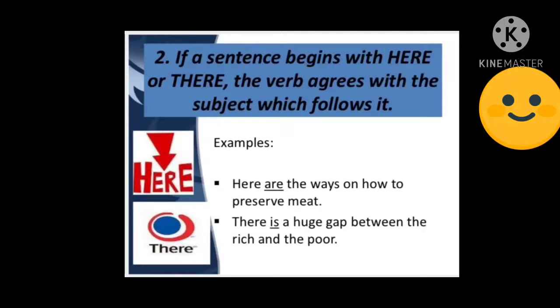If the subject is gaps, then we can write there are huge gaps. We don't use an article. There are huge gaps between the rich and the poor. Now, the subject being singular, huge gap, we are going with a singular verb. This is the second rule.